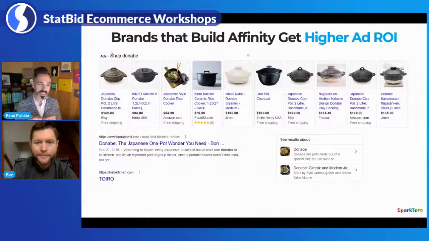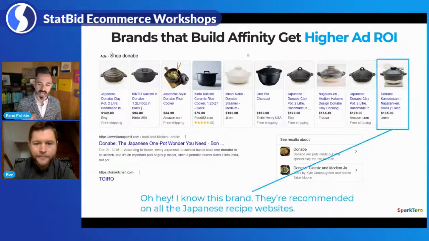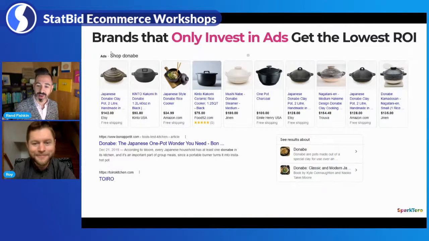And what happened here is that the brand that built affinity in the donabe space was Kamado-san. Hey, I know that brand. It's recommended on all the Japanese recipe websites. It's not paying the most, but it's likely getting the highest ROI.